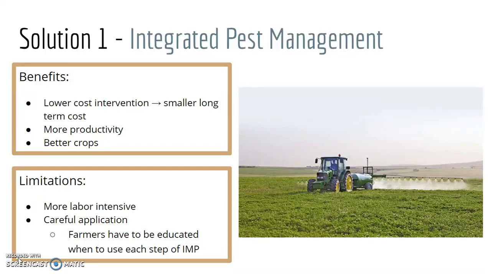Although this solution seems highly effective to reduce dead zones from cultural eutrophication, it has several limitations that could reduce its use among farmers and agricultural businesses. For one, it is more labor-intensive and requires more careful application than just using inorganic fertilizers and pesticides. Since farmers will have to combine several methods of pest management, they'll need to know when to use each step of IPM that best gives them the results that they want. If farmers just continue to use inorganic fertilizers to boost productivity, they would not have to make those decisions.